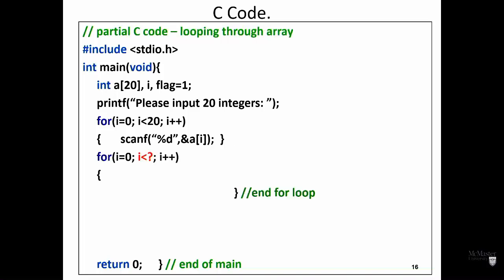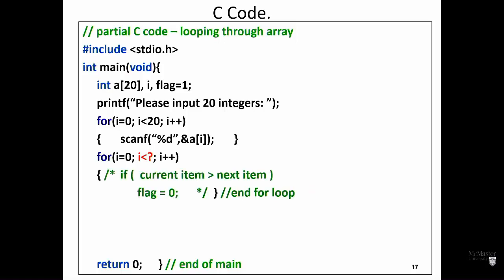What you need to do now is go through the array and check whether I satisfy my condition or not. You need another loop. As you can expect, what is the limit of your loop here? 20, right? Because you need to go through the 20 elements again. So this is exactly similar to this one. And then, if the current item is larger than the next item, then flag is 0.